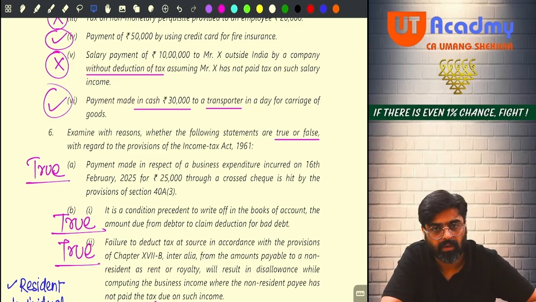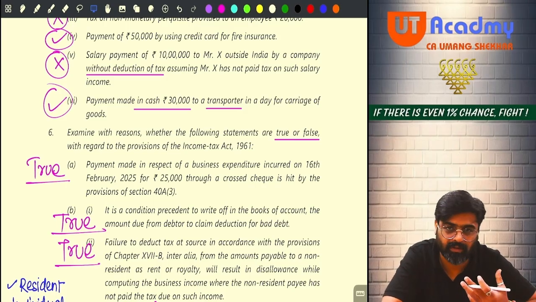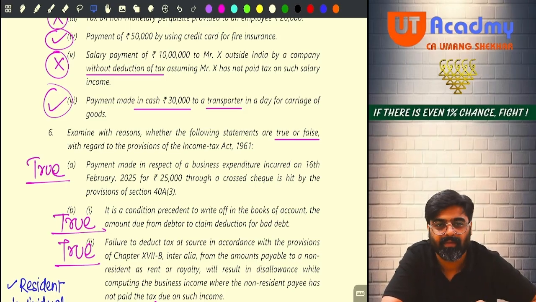Easy or difficult? Easy? Sure? Why we are doing all these things? Because now we are going to solve the main questions. Any of these things can come over there. So that time you have to identify whether this amount is allowed or whether this amount is disallowed.